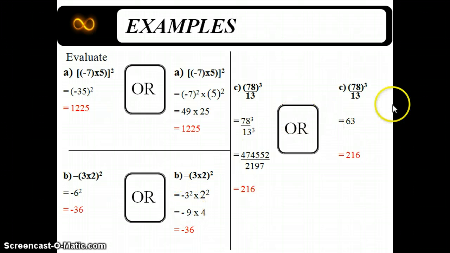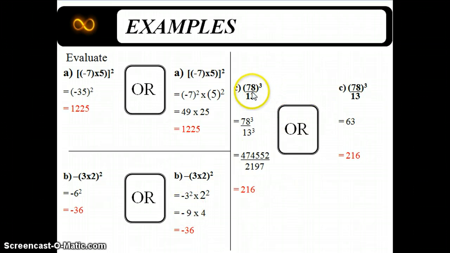And our last example, we have a power of a quotient rule. So the power is 3, and the quotient is 78 divided by 13. So we'll distribute 3 into the 78 and the 13. We get 78 cubed divided by 13 cubed. 78 cubed is 474,552. 13 cubed, which is 13 times 13 times 13, is 2,197. And when we divide these two numbers, we get 216.